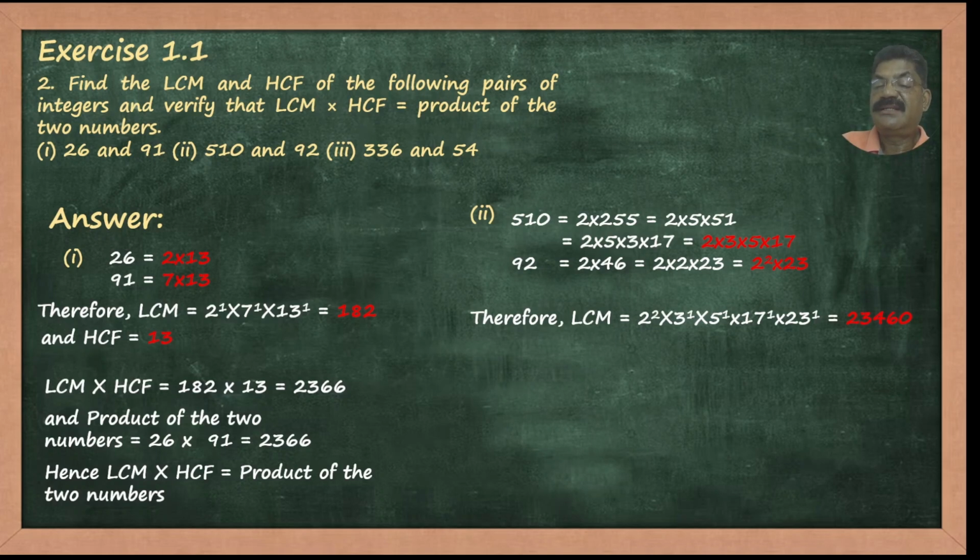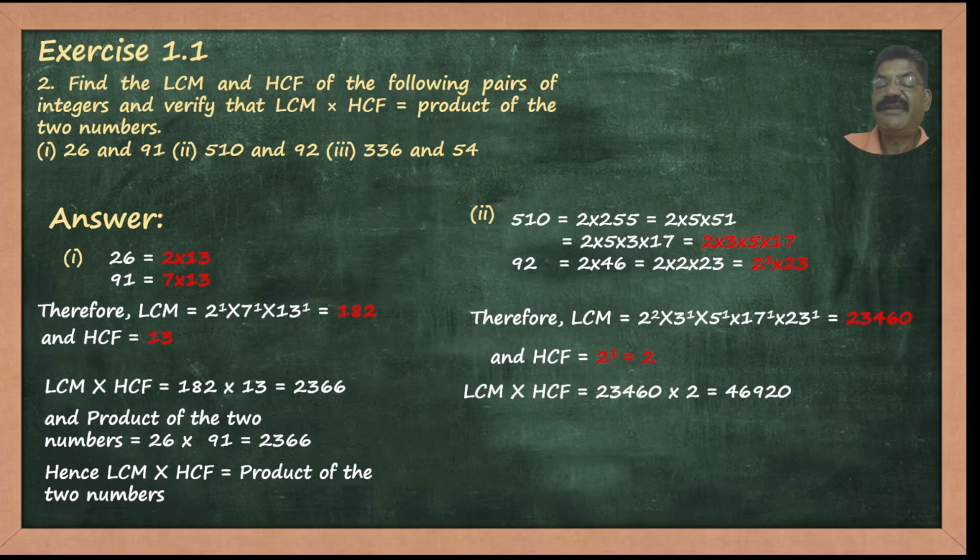Now, to write the least common multiple, you have to consider all the factors with the greatest power. So, 2 is present, greatest power is 2, 2 square, 3 is present, greatest power is 1, 5 is present, greatest power is 1, 17, 23. When you multiply all these factors, you get 23,460 as the least common multiple. What is the highest common factor? Obviously, 2 is the only common factor and its least power is 1. Therefore, the highest common factor is equal to 2.